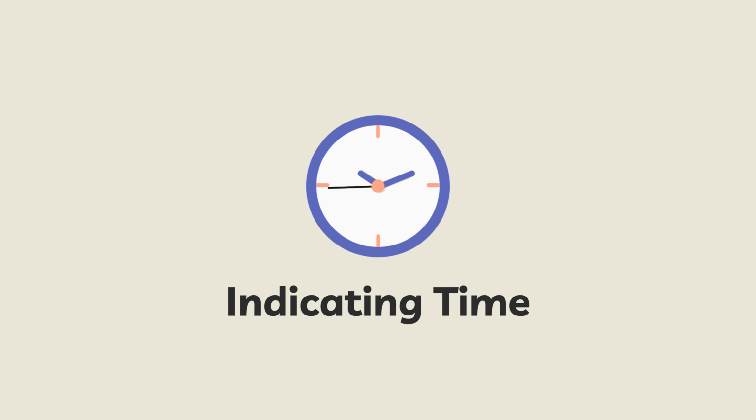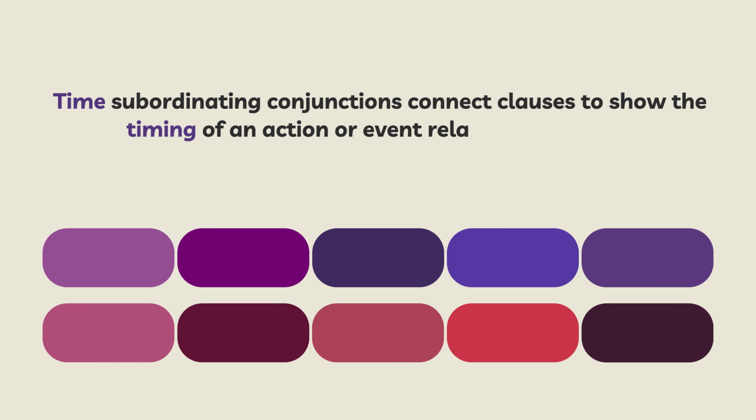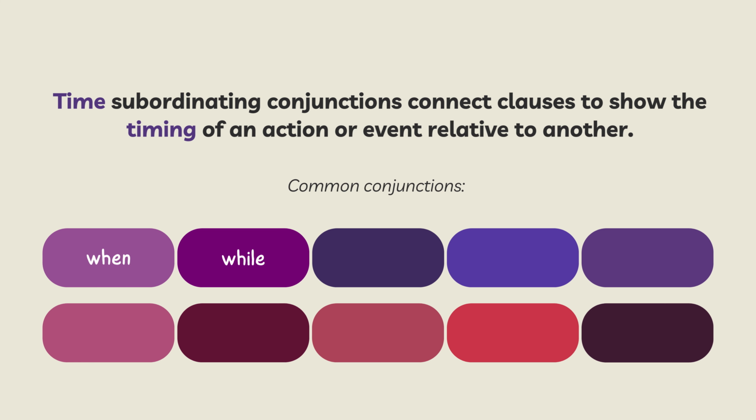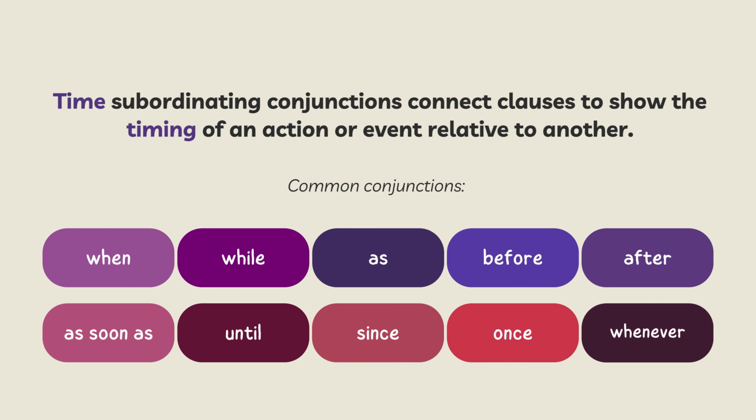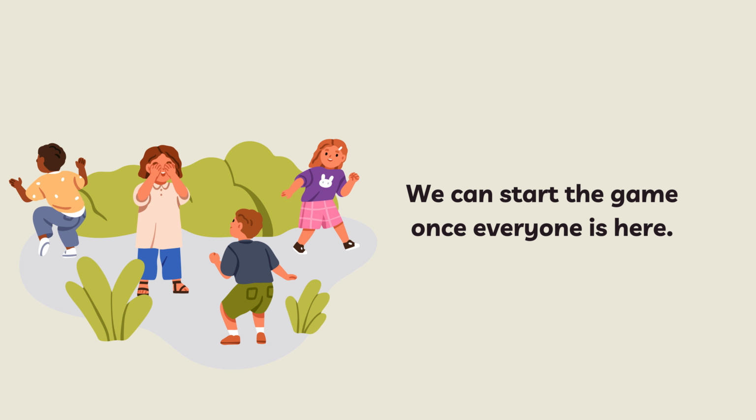Fourth, indicating time. Time subordinating conjunctions connect clauses to show the timing of an action or event relative to another. The common conjunctions are listed here. Example: we can start the game once everyone is here.